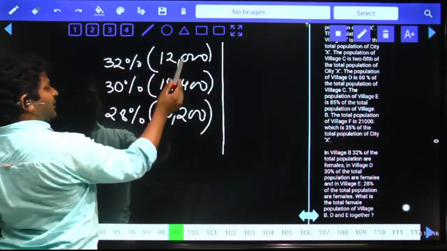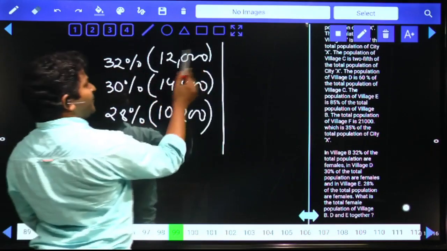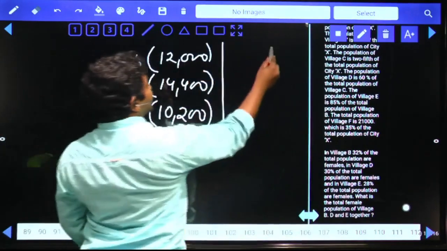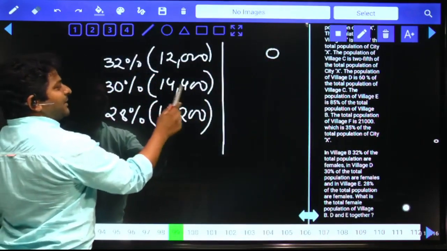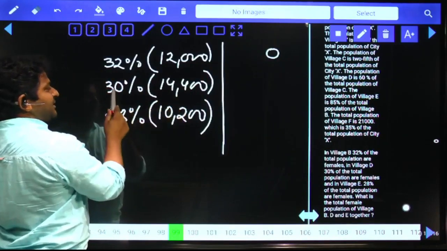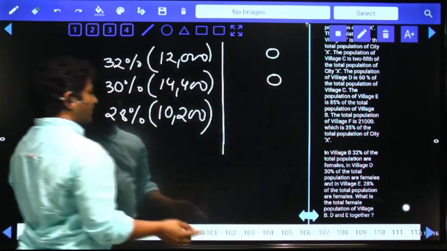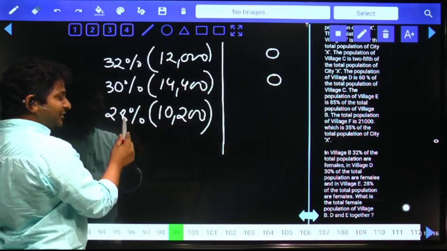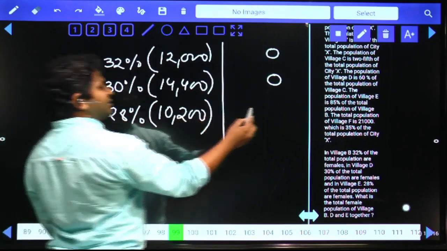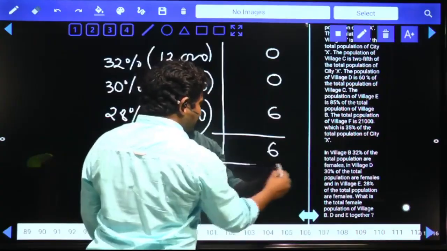32%. 32 into 1%. 1% is 120, which ends with 0. 120 into 32 also ends with 0. 1% is 144. 30% in the sense 30 into 144. That is also ending with 0. 1% is 102. 28% is ending with 8. 8 into 2 ends with 6. Sum of these three numbers should end with 6. Answer should end with 6.